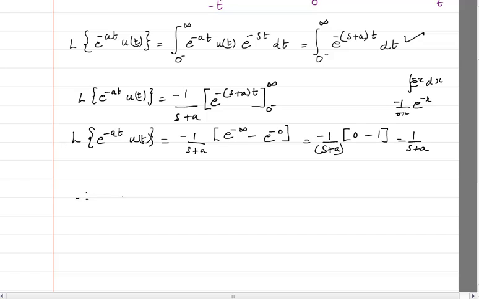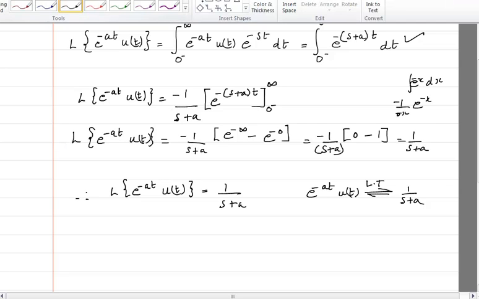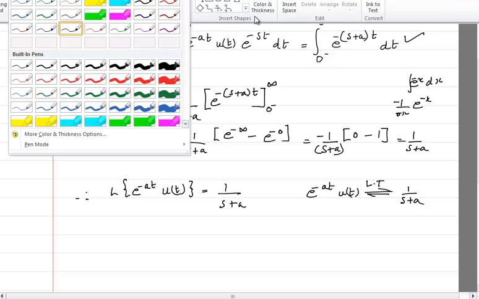So therefore we can say that Laplace of e raised to power minus at u of t will be 1 by s plus a. Or I can write e raised to power minus at u of t, if you take the Laplace transform, you will get 1 by s plus a. So that I will put totally in a box.